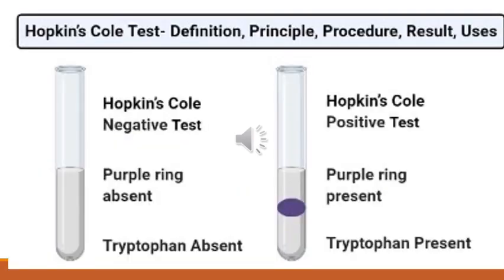You will notice here in a positive test we have two distinct layers and a purple ring at the interface between the two layers. Why are there two distinct layers? Because we add sulfuric acid, which is much heavier than water. The upper layer is the protein solution, which is an aqueous solution, and the lower layer is a sulfuric acid solution, which, as I mentioned, is much heavier than water, so it will lie as a distinct lower layer. At the interface between these two layers, there will be the oxidation and dehydration reaction.